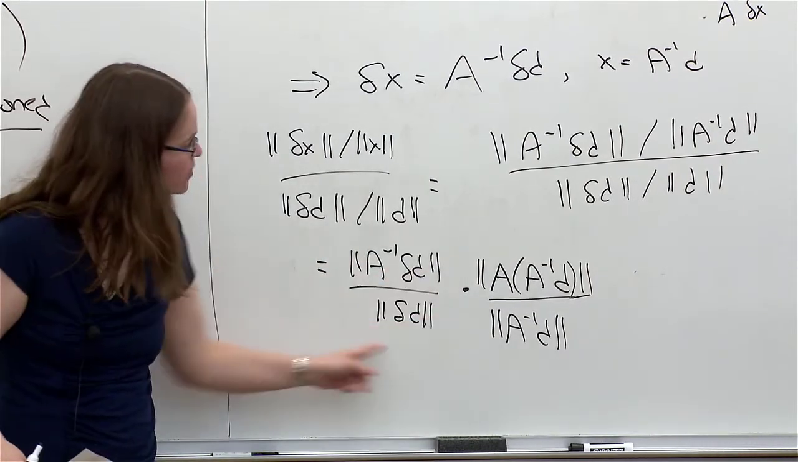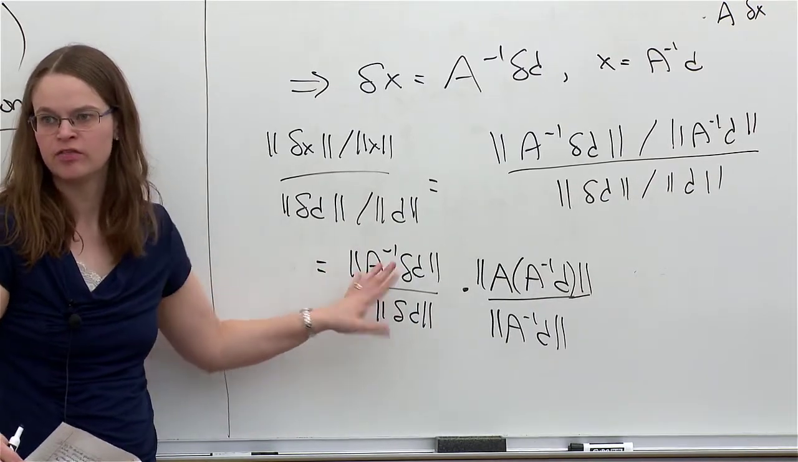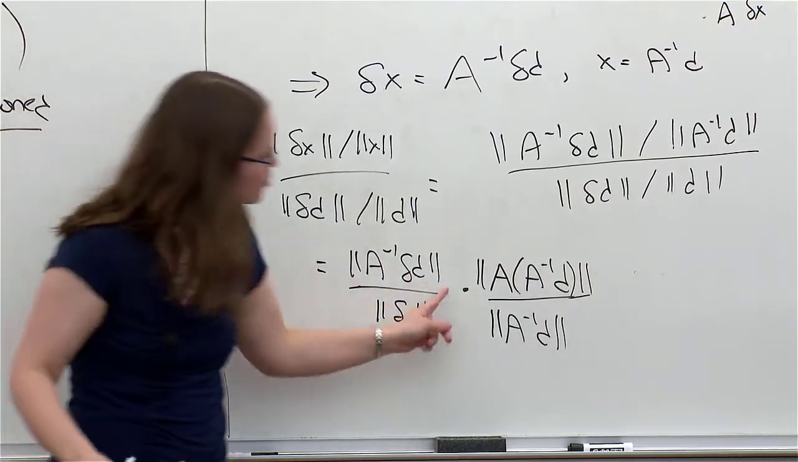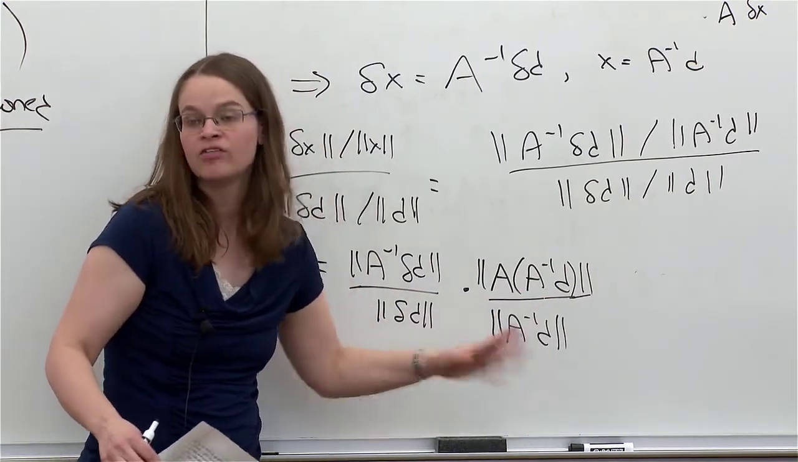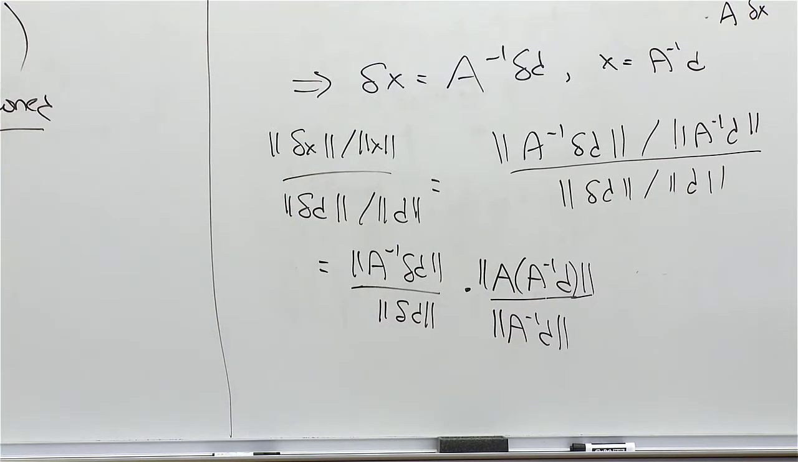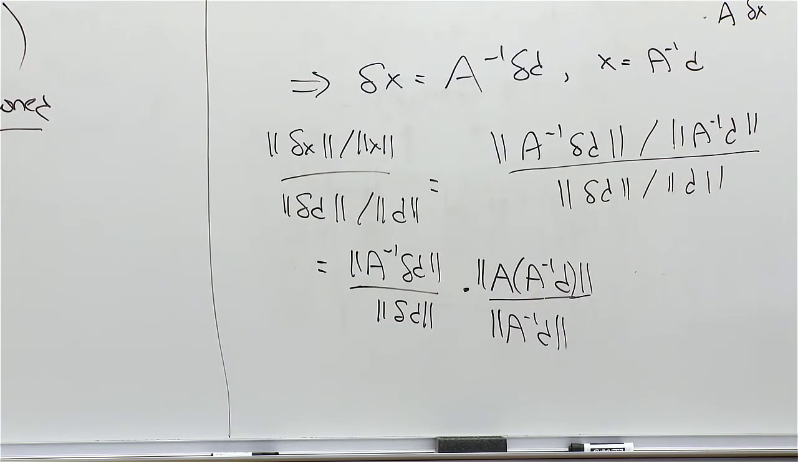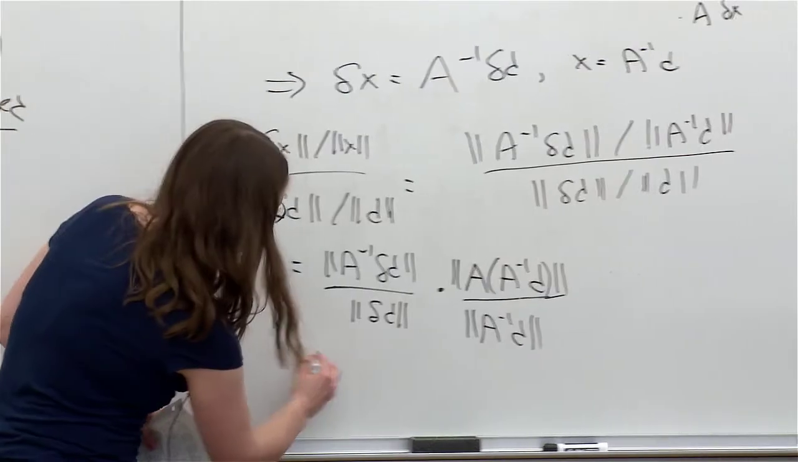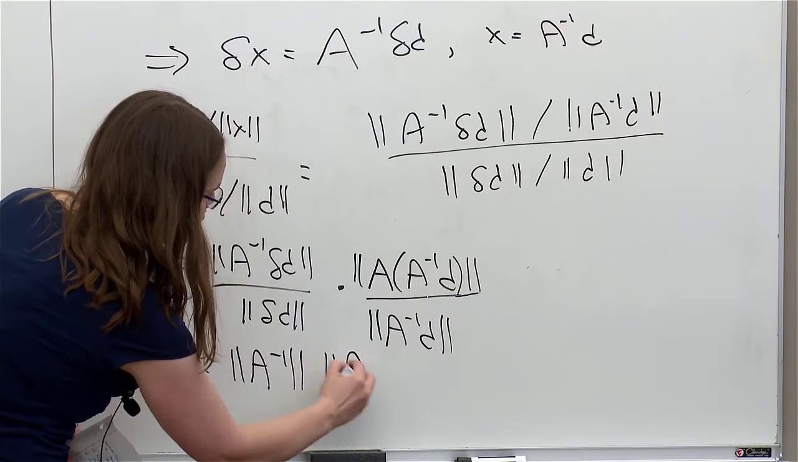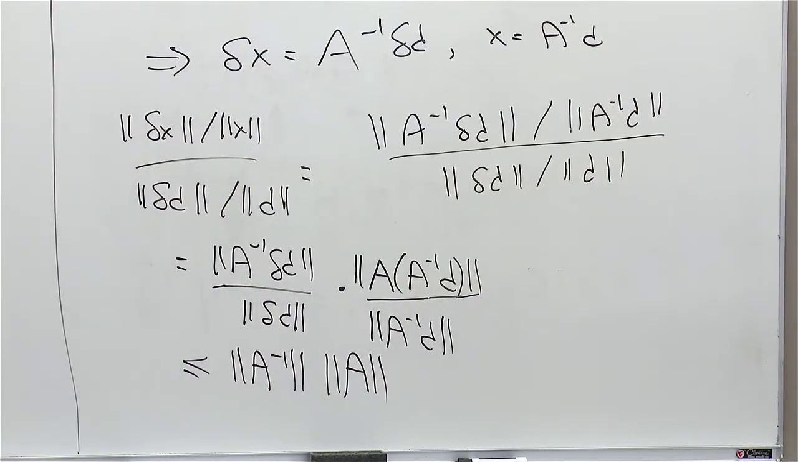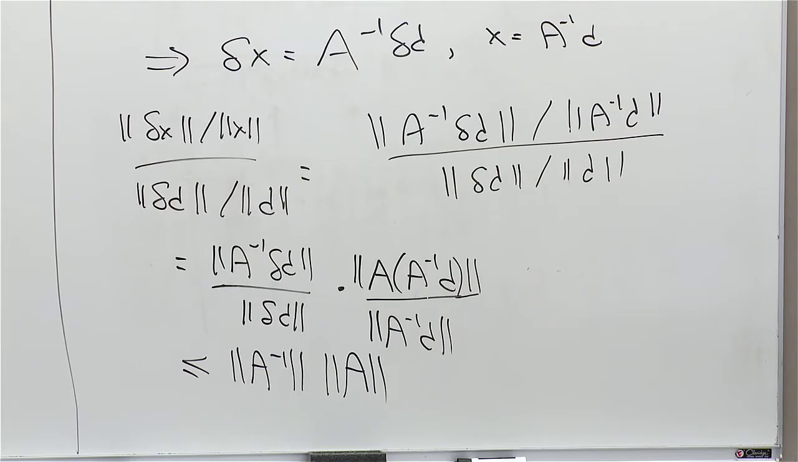The biggest value this would ever take over all delta D's is how we define the matrix norm of A inverse. The biggest value this would ever take over all the A inverse D's in this case is how we actually define the matrix norm of A. So that whole thing is going to be less than or equal to the norm of the inverse of the matrix times the norm of the matrix. Exactly. So this whole thing is always going to be less than or equal to the norm of A inverse times the norm of A. And this is just how we define matrix norms. So this is how we define the condition number of a matrix.